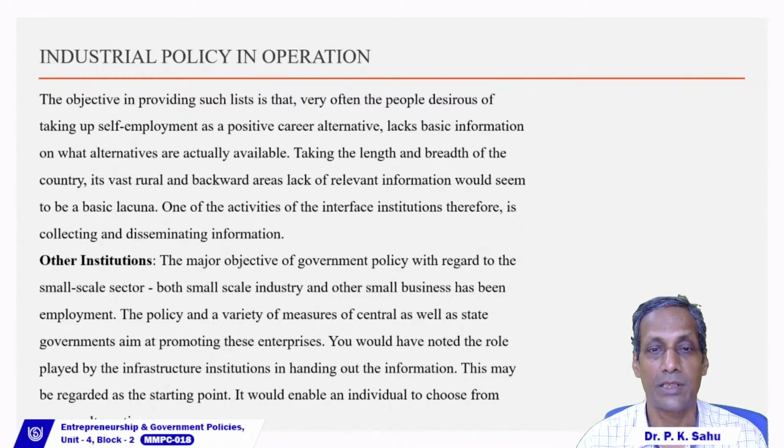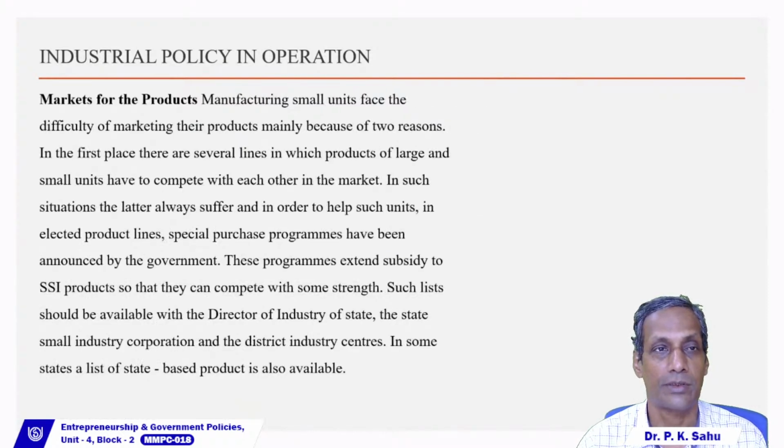The major objective of government policy with regard to the small scale sector, both small scale industry or other small businesses, has been employment. The policy and variety of measures of central as well as state governments aim at promoting these enterprises. You should have noted the role played by the infrastructure institutions in handing out the information. This may be regarded as the starting point. It would enable an individual to choose from amongst alternatives.